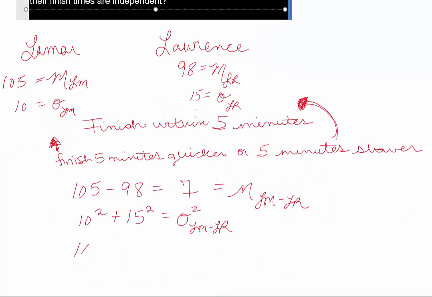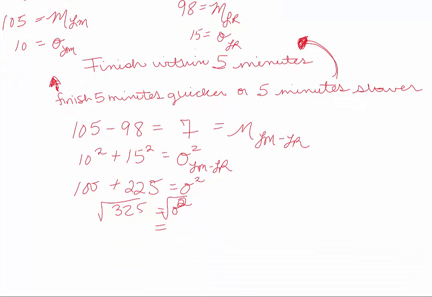So I'm getting 100 and 225, which gets me 325 as my new variance. And if I square root 325, it gives me about 18.0278 as my new standard deviation for Lamar minus Lawrence. So that's starting point number one.